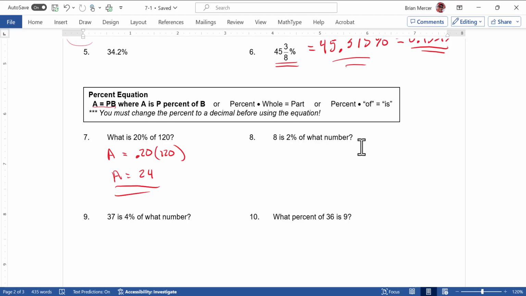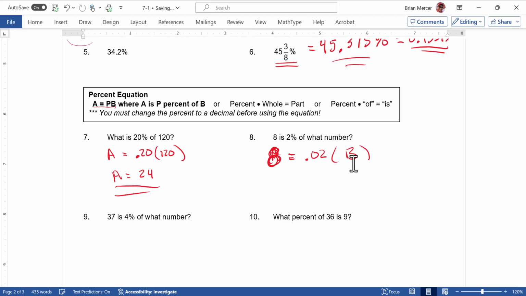So 8 is 2% of what number? So 8 is the A, equals 2%, which is 0.02, of what number? So of B. And I meant to put 8 is the A, so that's an 8 right there. 8 is 2% of what number?